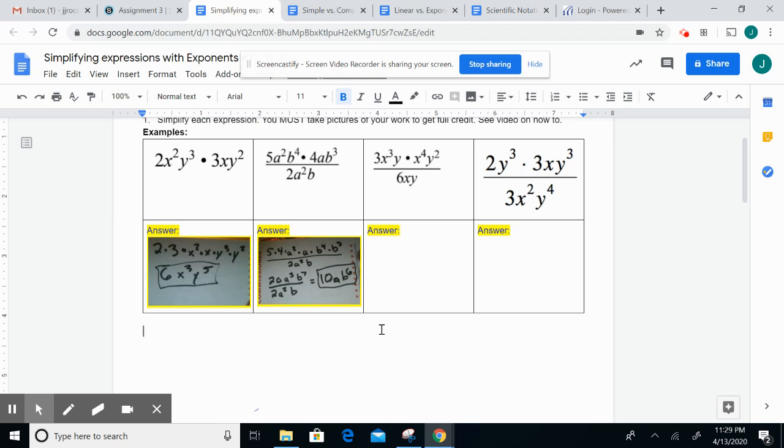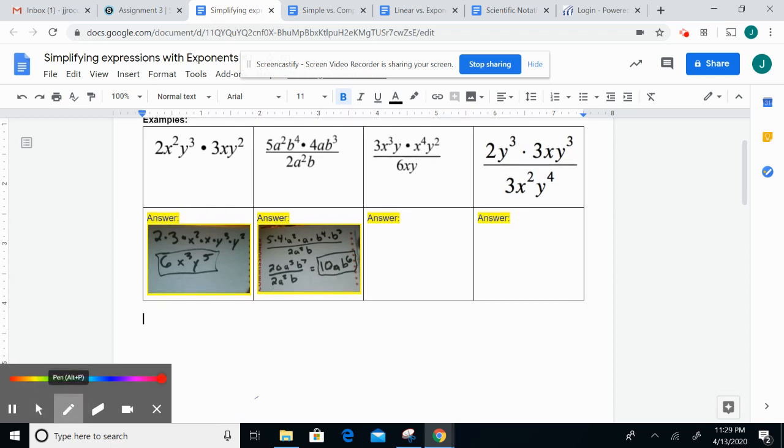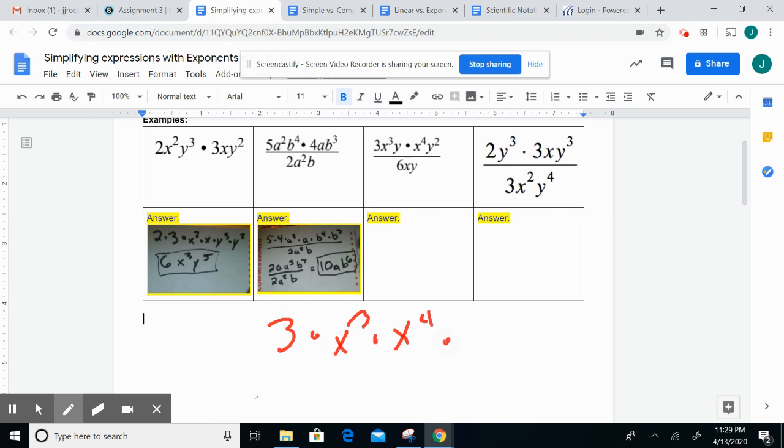All right, on the top of the next one, let's rearrange it. We got just the number 3, x to the third, x to the fourth, and there's a y and a y squared. Bottom is going to stay.